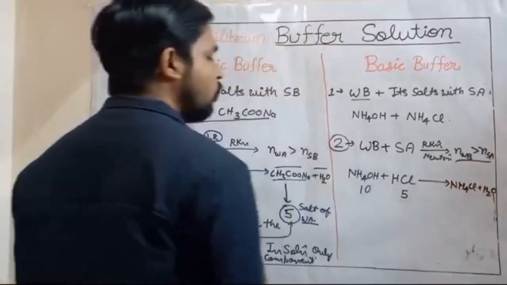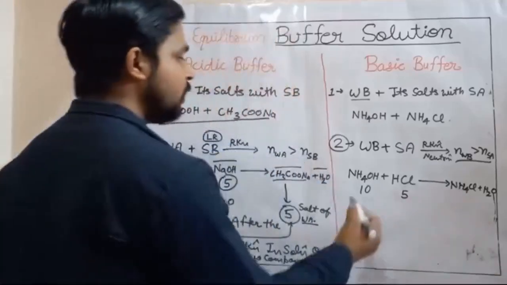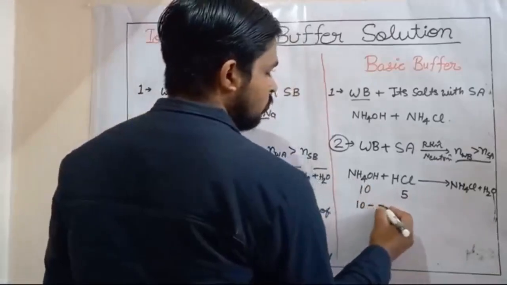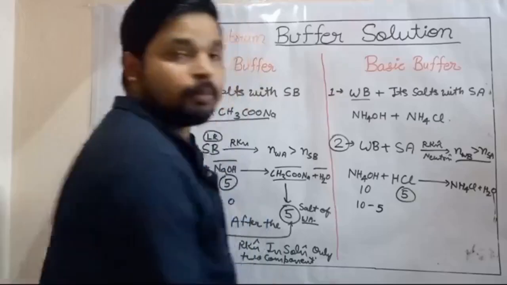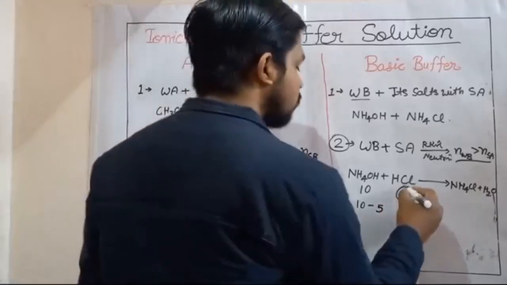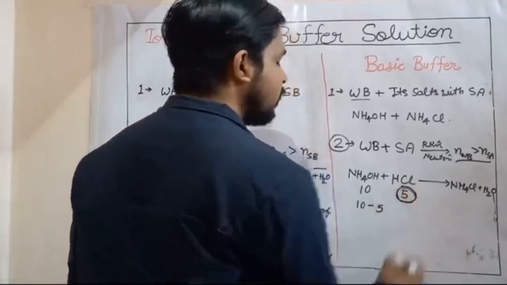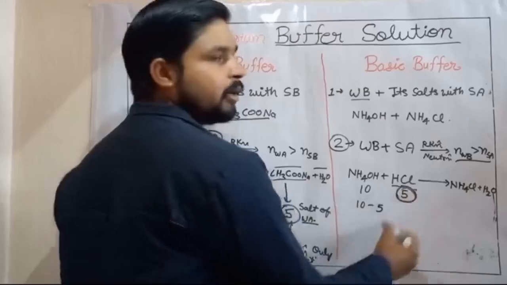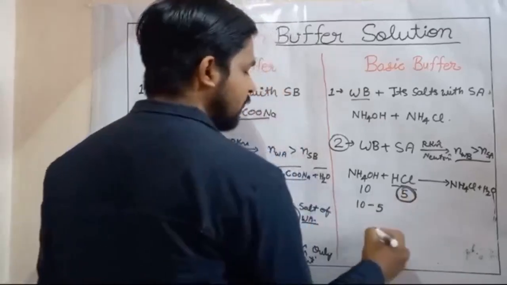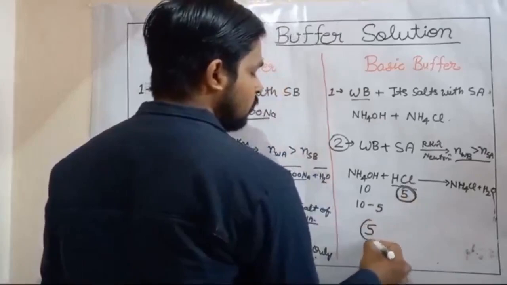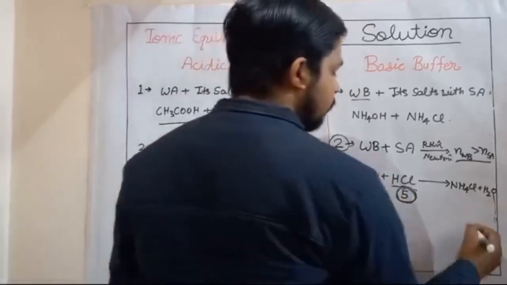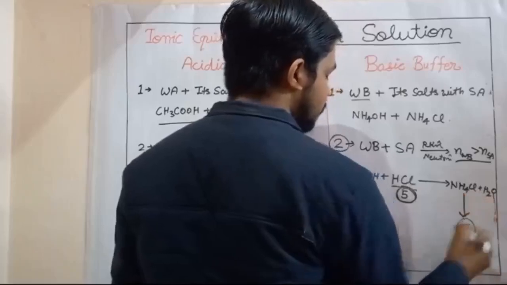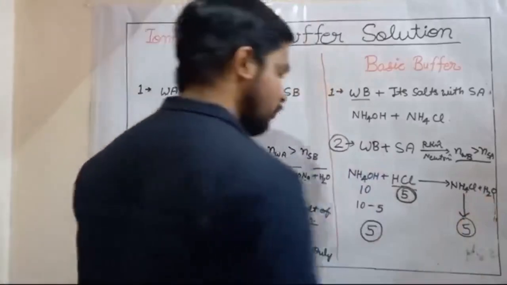Okay student, so we see the weak base is present in excess amount, while the limiting reagent is consumed completely in the reaction. 5 moles of limiting reagent are consumed completely. Okay student, so after reaction there are 5 moles of weak base, and there is formation of 5 moles of its salt, the weak base salt with strong acid.